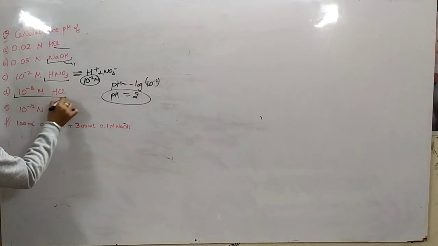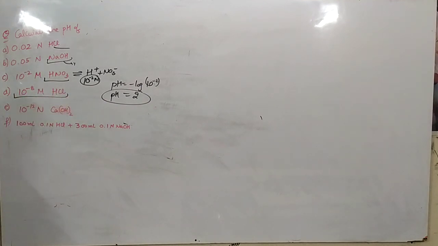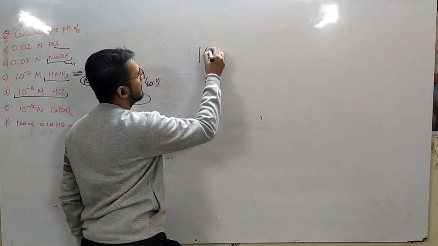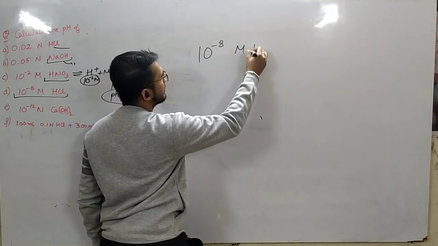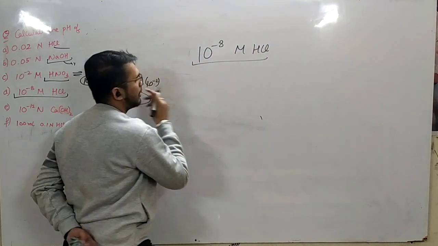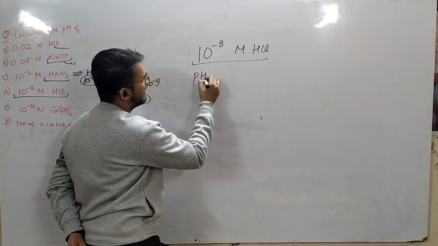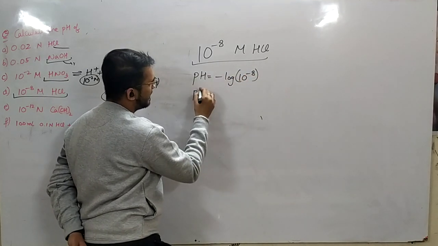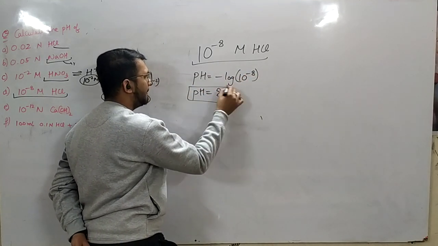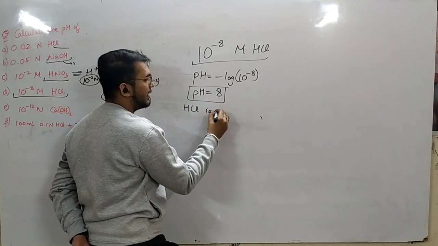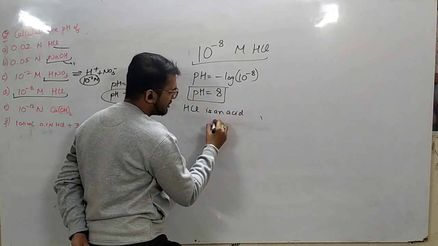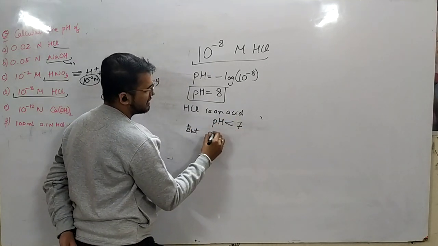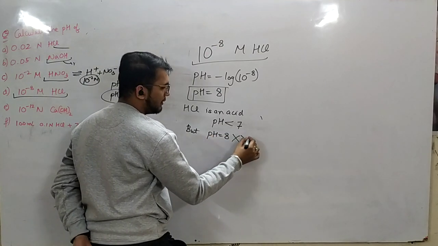Next is 10 to the power minus 8 molar HCl. Now, here's the one important question. What is 10 to the power minus 8 molar HCl? Now, if I find the pH, minus log 10 to the power minus 8, the pH comes out to be 8. But HCl is an acid, so pH should be less than 7. But pH is equals to 8, which is not possible.